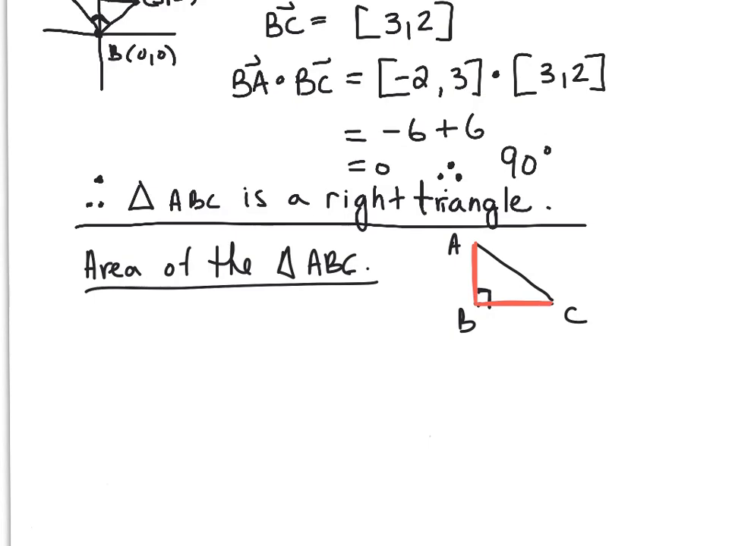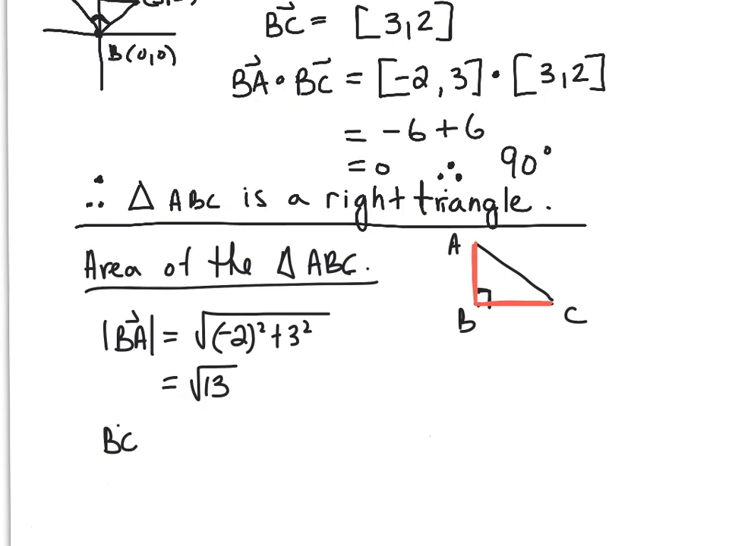So the magnitude of BA is equal to the square root, and then it's just our components. Again, this is just the Pythagorean theorem. For BA, it'll be -2 squared plus 3 squared, which gives us the square root of 13. We'll keep these as exact values until we get to the end. For BC, it's 3 squared plus 2 squared, which also gives us the square root of 13.